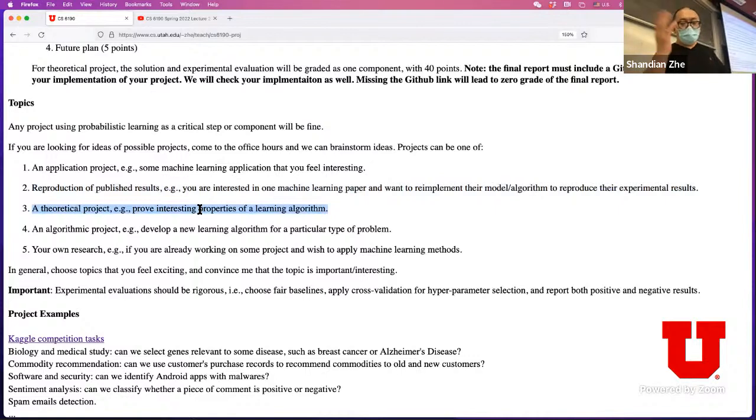Theoretical project, right? Prove interesting properties of a learning problem. Of course, if you're doing a purely theoretical project, you don't write any program. You don't need to attach the GitHub link, but just let us know.